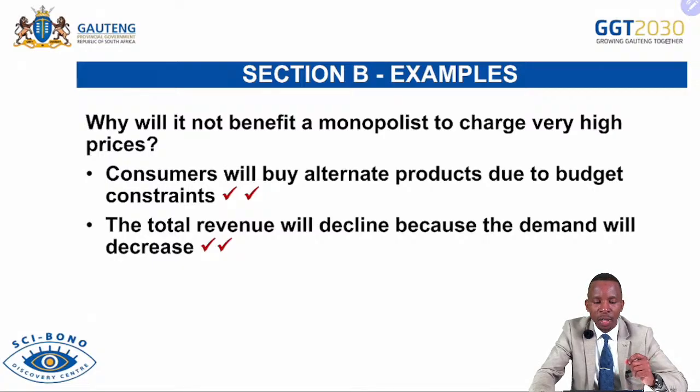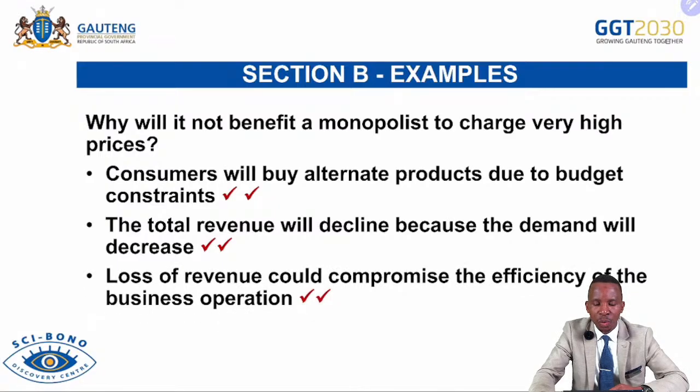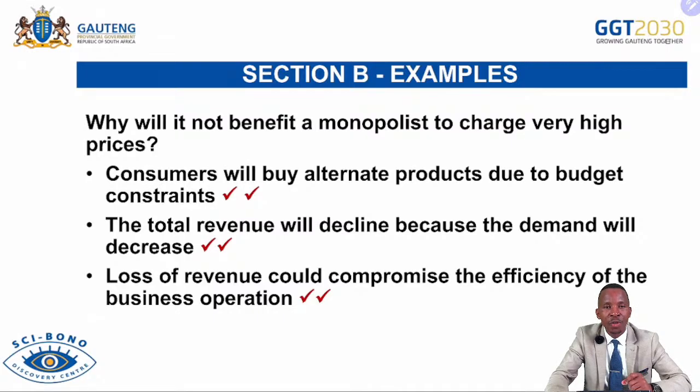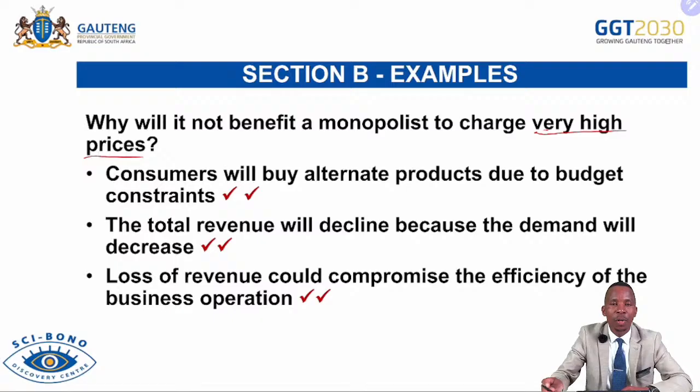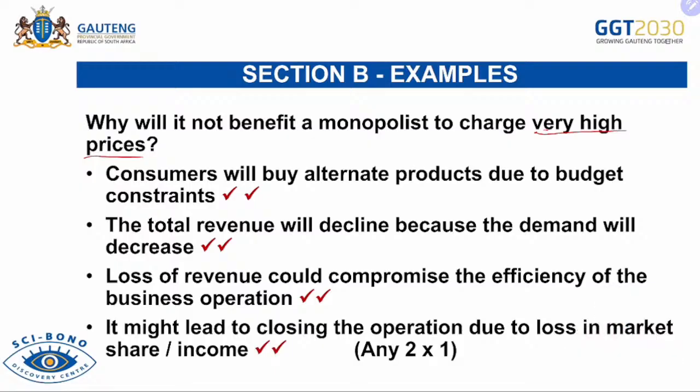Then that will lead to what? Revenues for the business declining because consumers will be looking for alternative products. Loss of revenues could compromise the efficiency of the business operation. If the firm is not making much revenue, the efficiency of the business will be compromised. That's why the firm will always be reluctant to sell the product at the highest possible cost. It might lead to closing the operation due to loss in market share or income. If the business keeps on losing its income to the point that it cannot afford to cover its variable costs, the firm will end up not producing the product anymore, or shutting down.